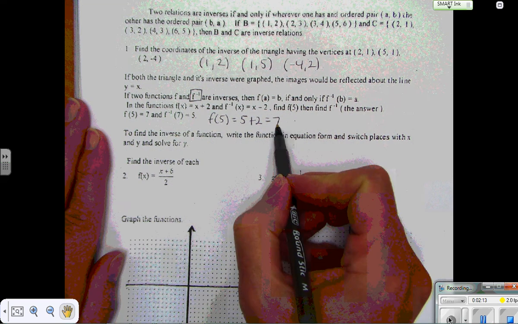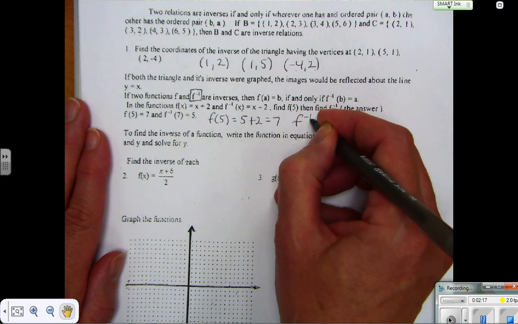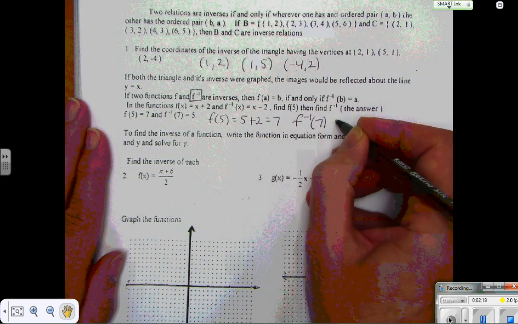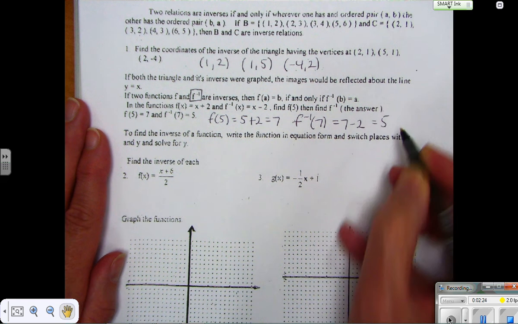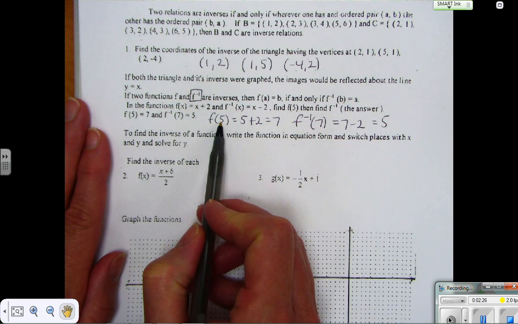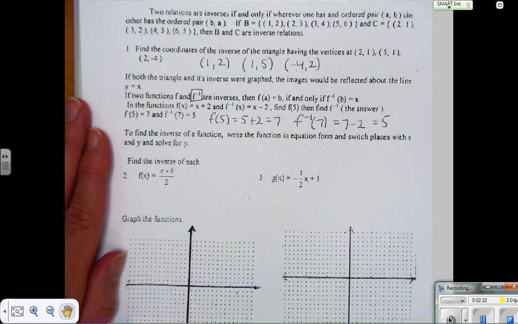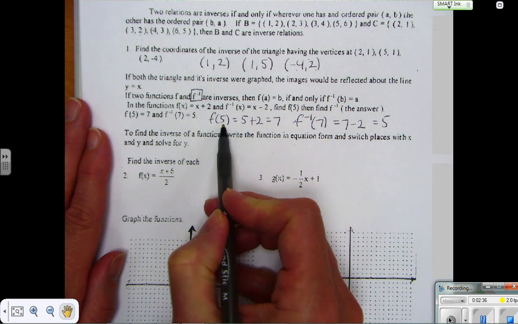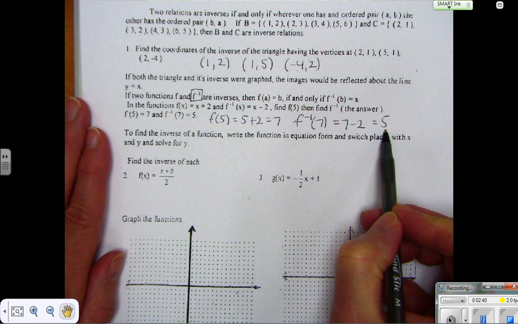Okay, so f of 5, I'm going to substitute a 5 in for the x, and that equals 7. Okay, so now let's put the 7 into the inverse function. So the inverse of 7 equals 7 minus 2, that equals 5. So that gives you back the original x that you put into the first function. And that's true of every function and its inverse. That's what's going to happen every time. You put a value in for x, you get an answer. Put that answer into the inverse, and you get the original x value back.